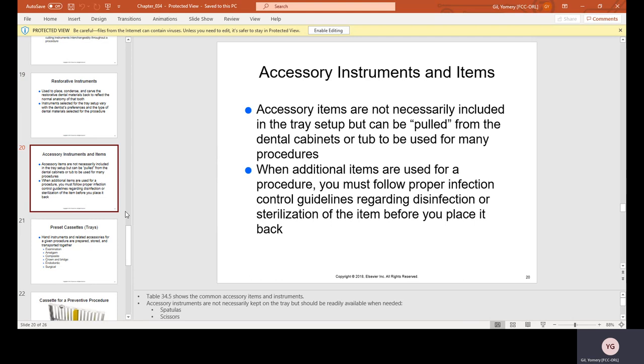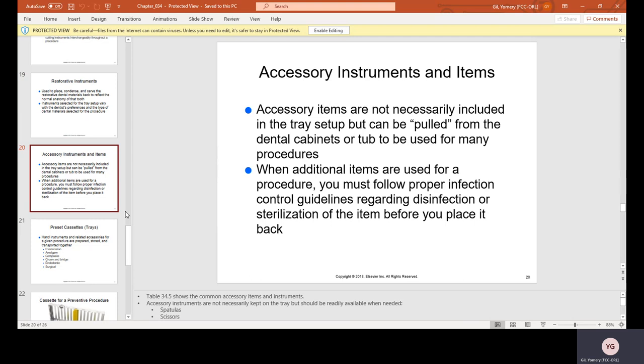Accessory instruments and items. Accessory items are not necessarily included in the tray setup, but they can be pulled from dental cabinets or tubs to be used for many procedures. When additional items are used for a procedure, you must follow proper infection control guidelines regarding disinfection or sterilization of the item before you place it back. So accessory instruments can be things like gauze, cotton rolls, paper pads, articulating paper, etc.